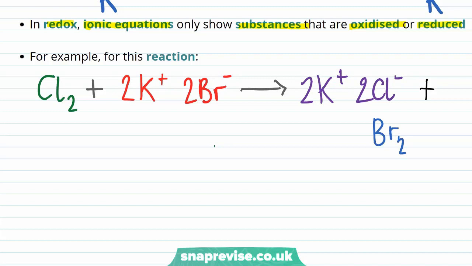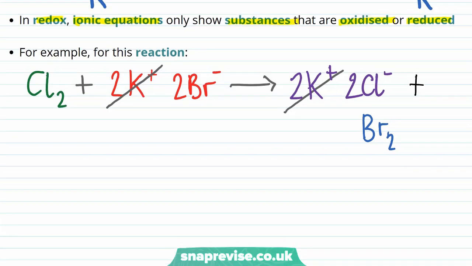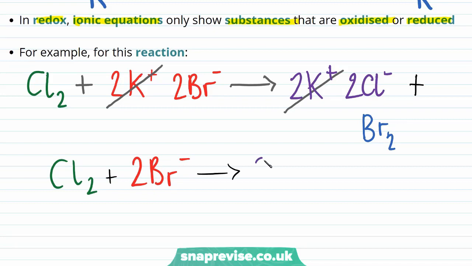From this, we can immediately see that we can cancel out our 2K+ from both sides of the equation, as we said, the potassium cation hasn't changed from the reactants to the products, and we therefore don't need to include it in our ionic equation. What we have left is our overall ionic equation for this reaction, which we can write as Cl2 plus 2Br- reacts to form 2Cl- and Br2.